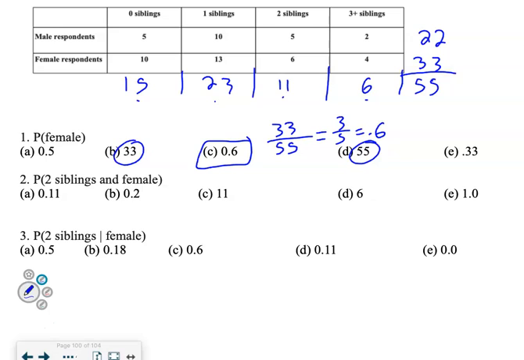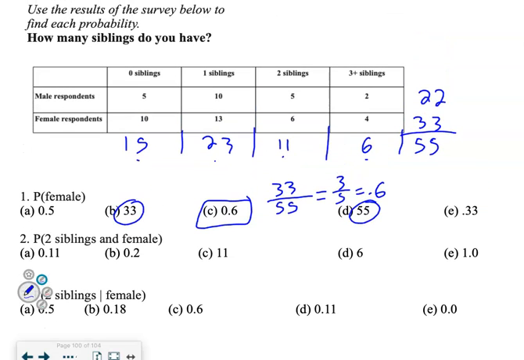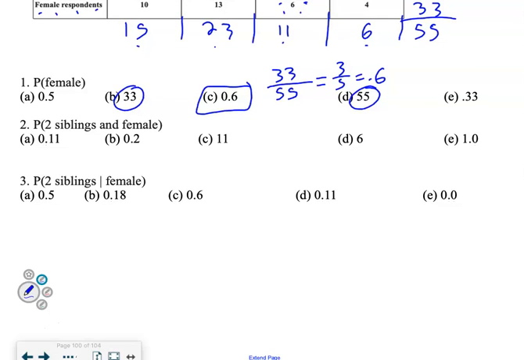Number 2, what is the probability that the person I pick has 2 siblings and is female? All right, so I got to look out of the females, and who has 2? 6 girls have 2 siblings. So there are 6 total people available out of the whole group. If I take 6 divided by 55, I believe 11% is the closest answer.